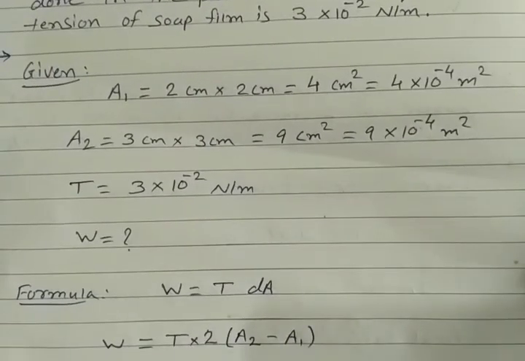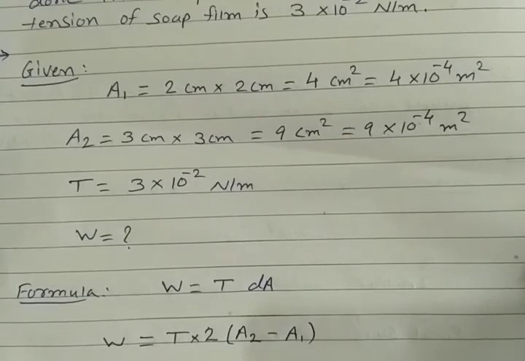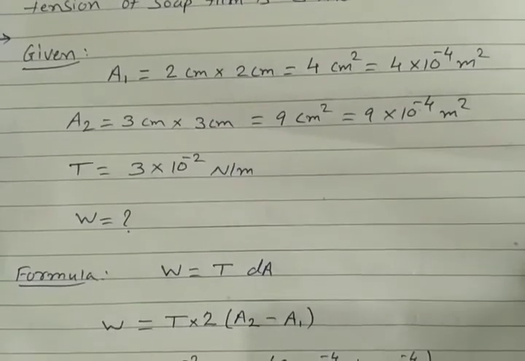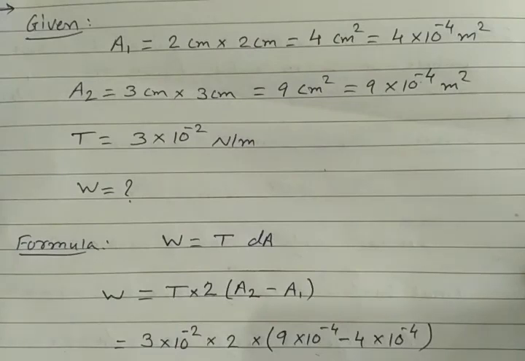Now once again the formula is W is equal to T into dA, and the increase in surface area will be A2 minus A1. So this dA is the increase in surface area, so it is A2 minus A1. Since again the soap film has 2 surface areas, we have multiplied this by 2. So why have we taken 2 over here? Because the soap film has 2 surface areas. So that's why 2 is over here.